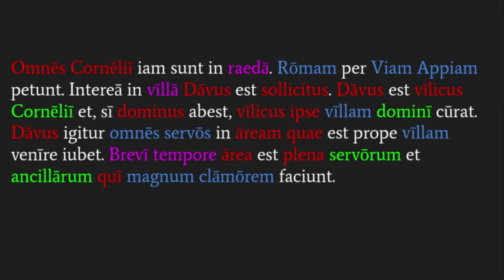Then you have brevi tempore, area est plena servorum et ancillarum, qui magnum clamorem faciunt. So in a short time, brevi tempore, the open space, the area, is plena, it's full. And here we have genitive again, servorum, of slaves, and ancillarum, of slave women. So it's full of slaves and of slave women. And again, here there's no possession involved, but we still want to translate the genitive as of, and you'll get to the right answer. It's full of slaves and of slave women who, faciunt, are making a magnum clamorem, a lot of noise, a loud shout, you could say. They're all talking amongst themselves.